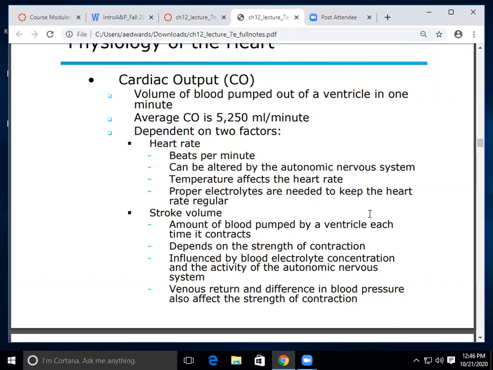So what affects your cardiac output? Well, how fast your heart's beating, or how many beats you get in a minute, and how much blood can be pumped out each time your ventricle contracts. That should make sense, right? Volume times speed.